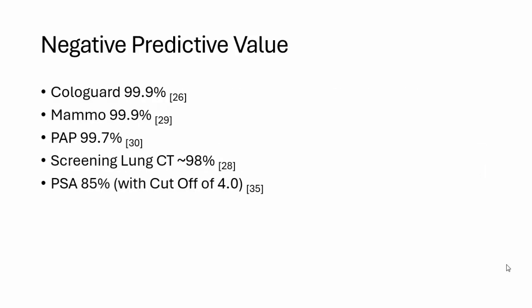Again, I'll compare PSA to some other commonly done cancer screenings, for the negative predictive value this time. And you can see most of the other cancer screenings we do have a negative predictive value of roughly 99%. So they're pretty good at ruling things out. Whereas the PSA negative predictive value with a cutoff of 4 is only 85%. So even if you get a normal result, there's still a good chance that you could actually have prostate cancer.